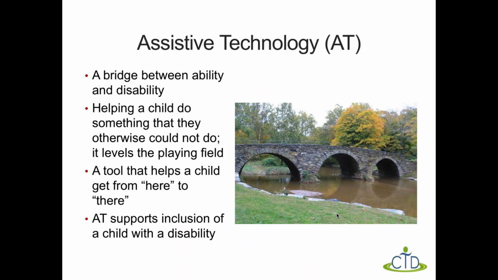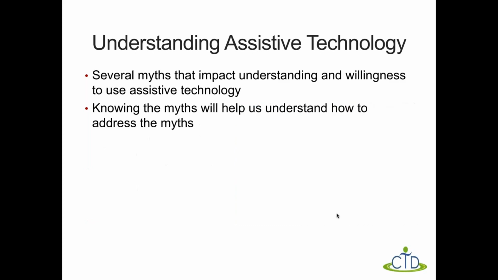So assistive technology acts as a bridge between ability and disability. The very simple definition is the federal definition that we find in IDEA, the Individuals with Disabilities Education Act: assistive technology is anything that can help a child do something that they otherwise couldn't do. That's a pretty big range of things to say anything. It's a tool that helps a child get from here to there, and it very much supports the inclusion of children with disabilities.